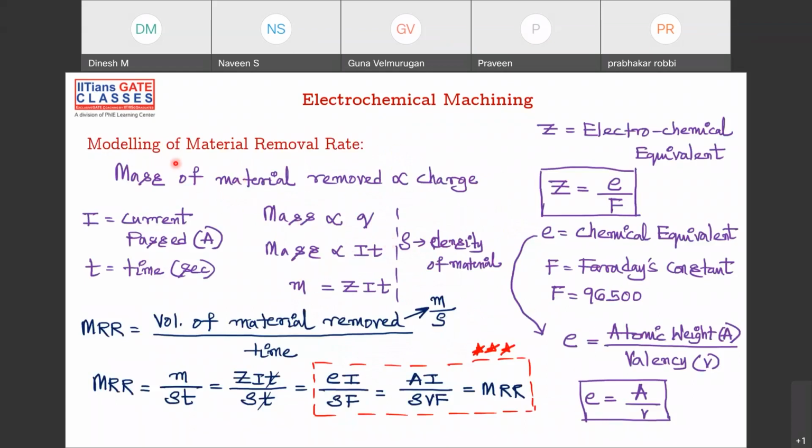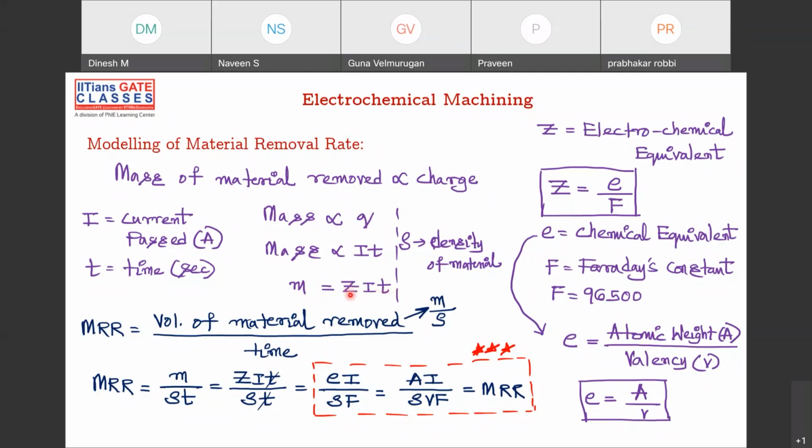Next, in electrochemical machining, I want to know how much material they are trying to remove. So in electrochemical machining, the mass of material removed is directly proportional to the charge of electricity. And what is charge? Charge is nothing but current into time. So mass is directly proportional to current into time. And if you remove the proportionality, you get mass is equal to Z into I into t.